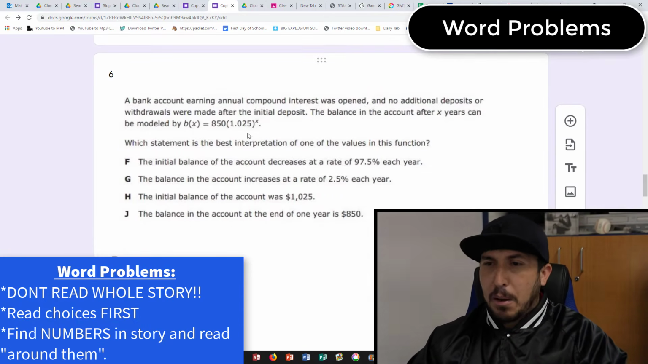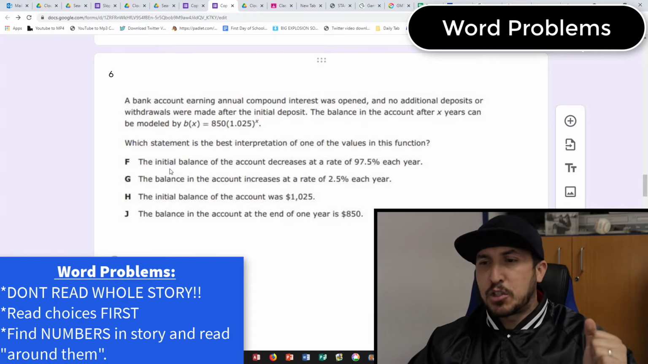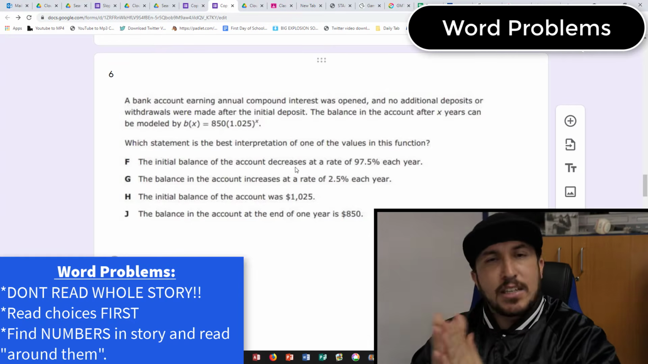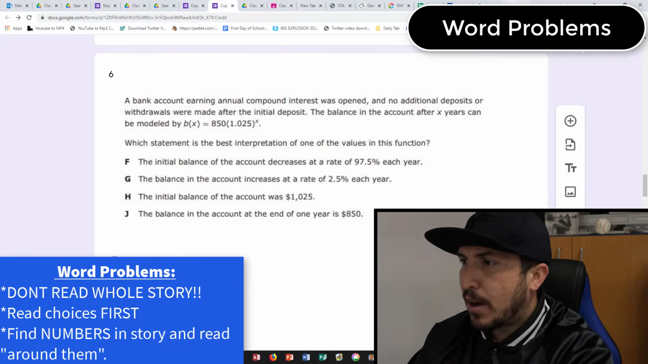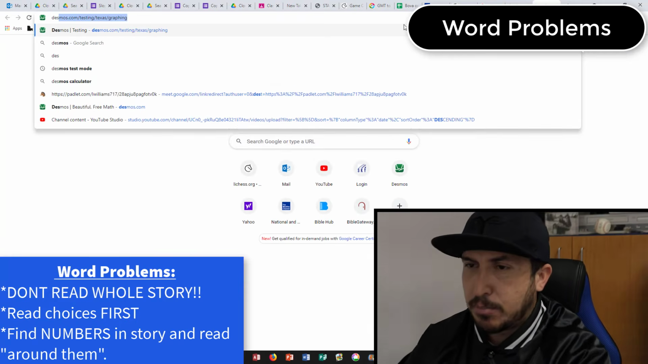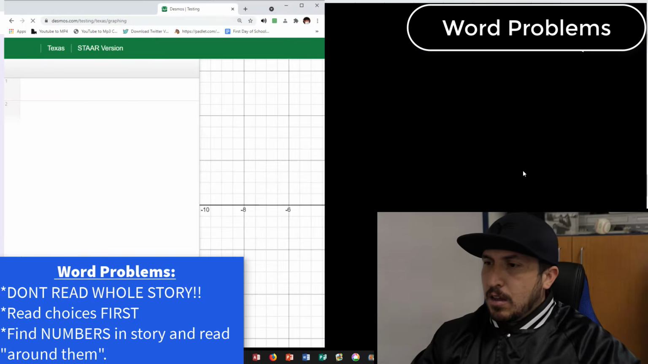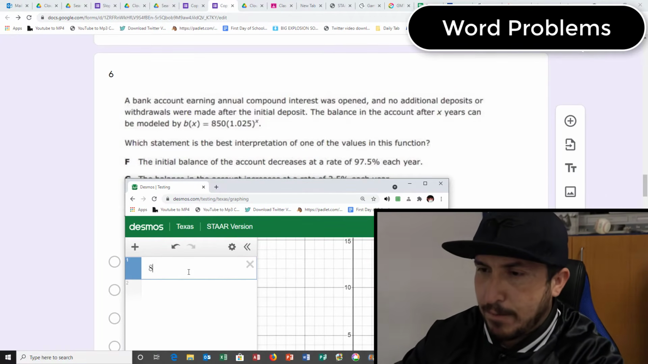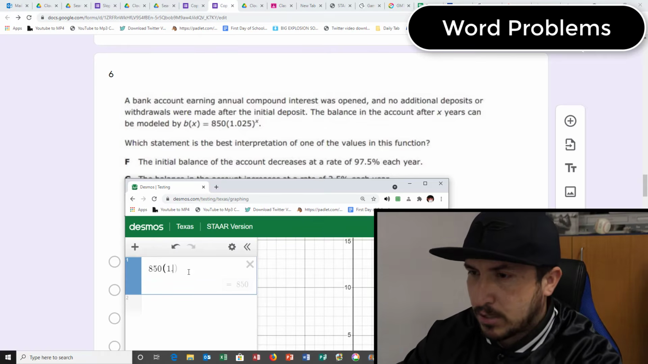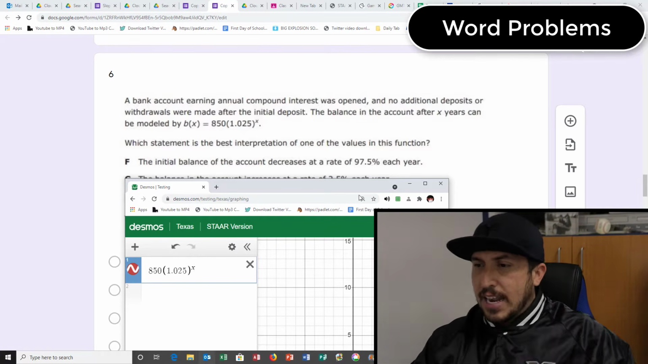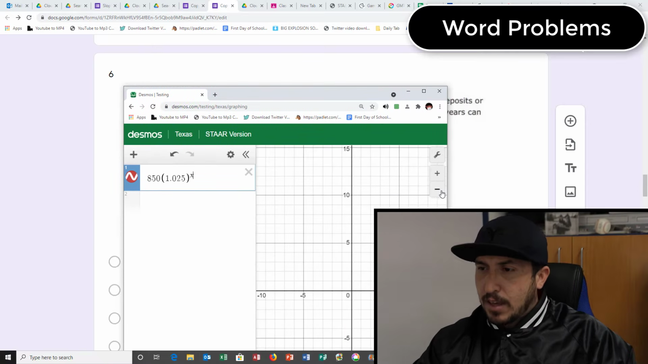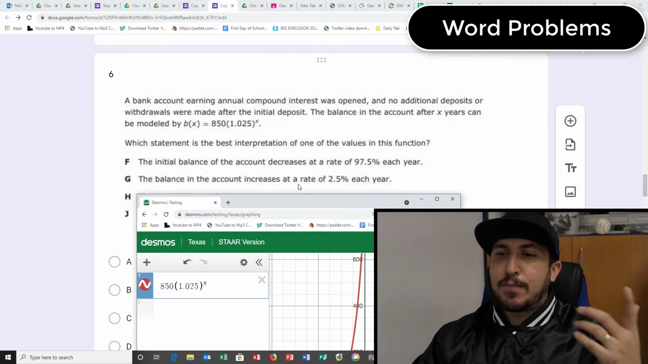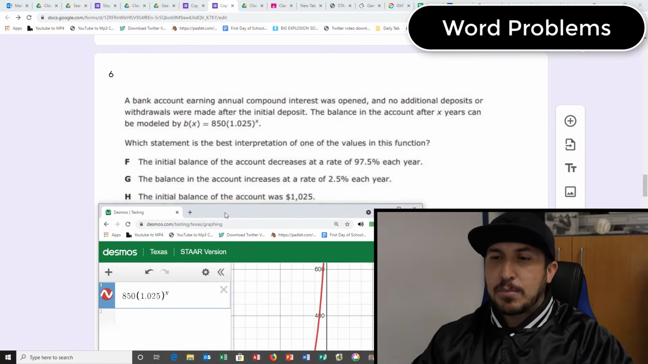Number 6. The balance statement. Choice F says initial balance of the account decreases. Initial means the first, but then it says decreases. I can test it to see if it does decrease. Let me type it in. Here I go, Desmos calculator. I keep erasing it because I'm an idiot. Here we go. The equation says 850, parentheses, 1.025, parentheses, raised to the x. Let's see if it's decreasing like choice F says. It's increasing. Choice F is a liar. He's saying it decreases, that's a lie.